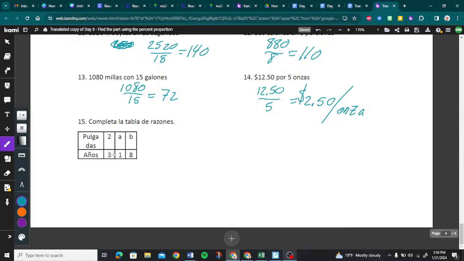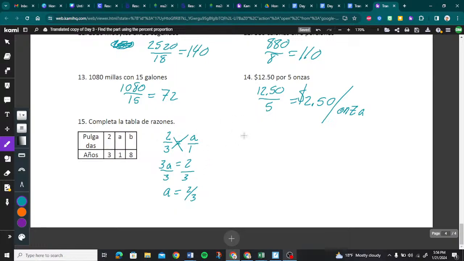Anyway, so complete the ratio table. So what we do here is we go 2 over 3 is A over 1. And so we cross multiply. 3A equals 2. Divide both sides by 3. And A is 2/3.